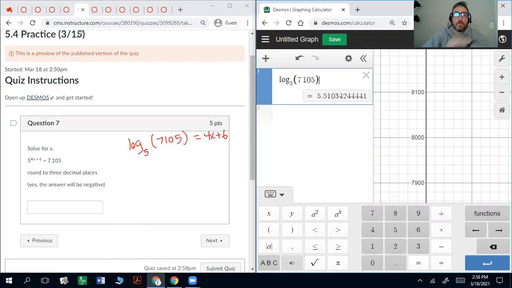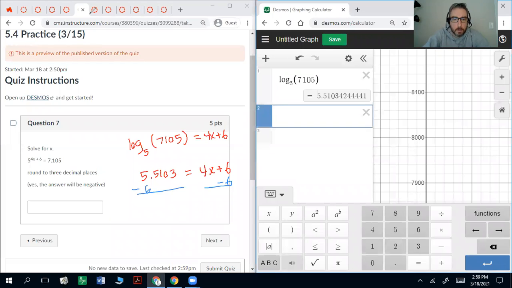So 5.5103, minus 6, minus 6. Can't do that one in my head, so let's do the calculator on that. 5.5103 minus 6 is negative 0.4897.